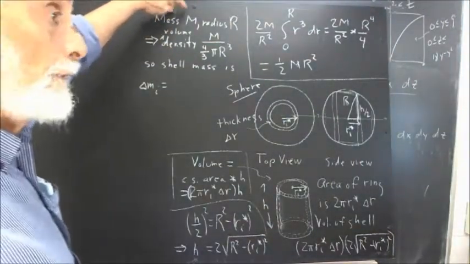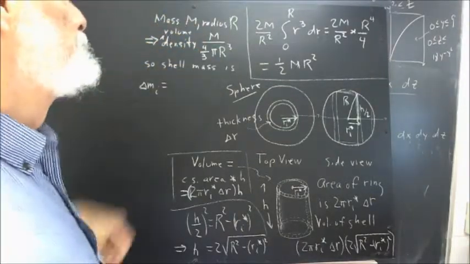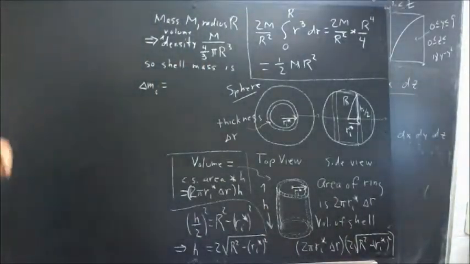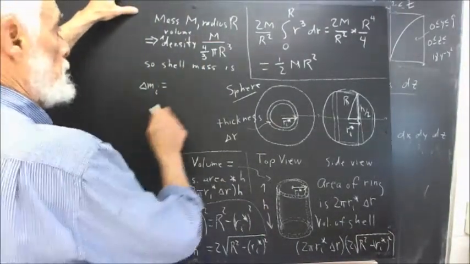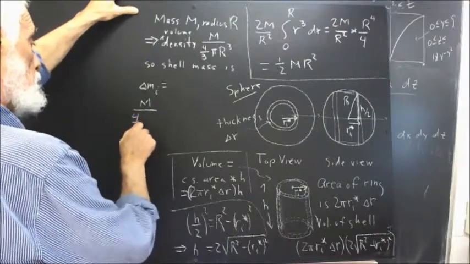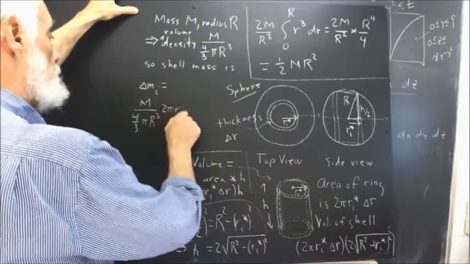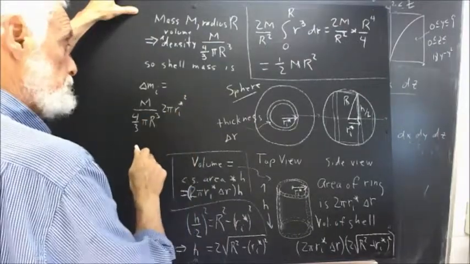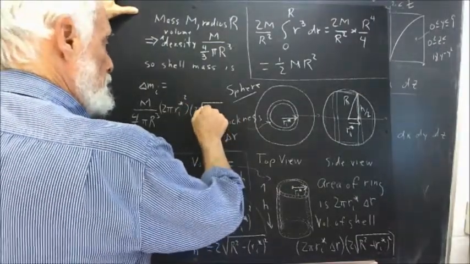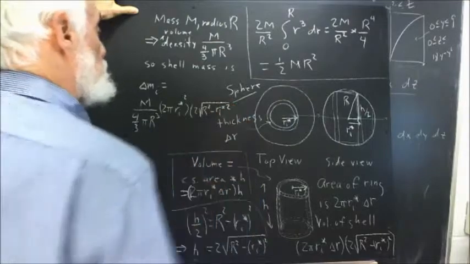Now, if the mass of the sphere is big M and the radius is big R, then the volume density is big M over 4/3 pi R cubed. And it follows then that the shell mass is just this density multiplied by this volume. So the shell mass is M over 4/3 pi R cubed times 2 pi r I star squared, multiplied by 2 times the square root of big R squared minus little r sub I star squared.